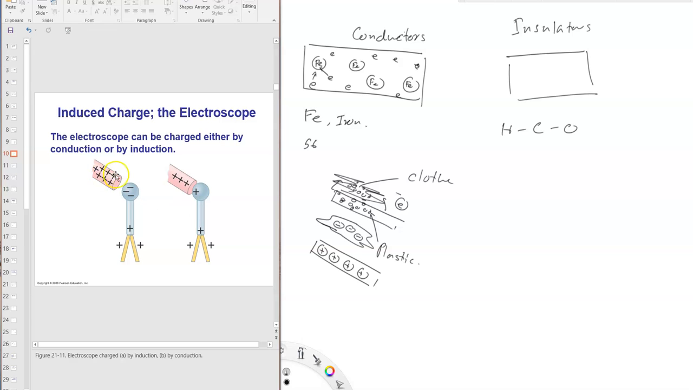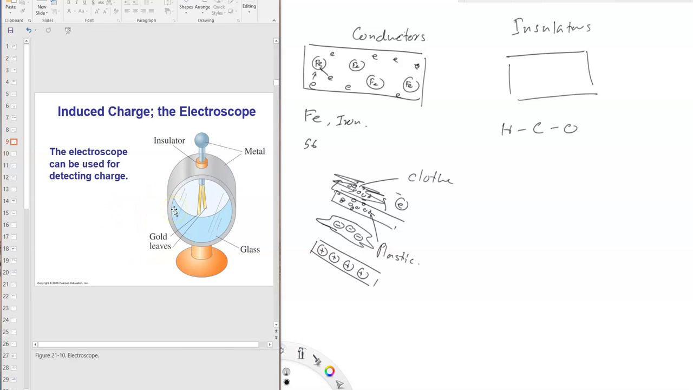Over here, so here again, charging by conduction. So you have this... okay, let me come to that in a minute. All right, let's go back.